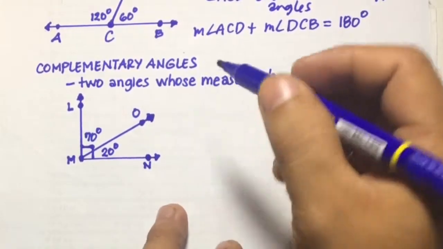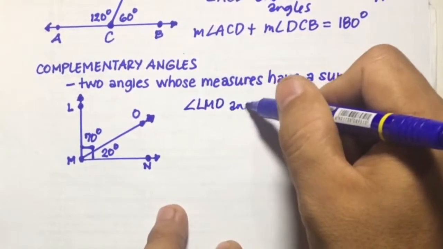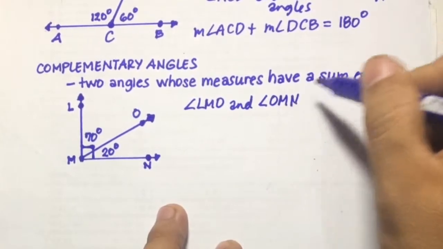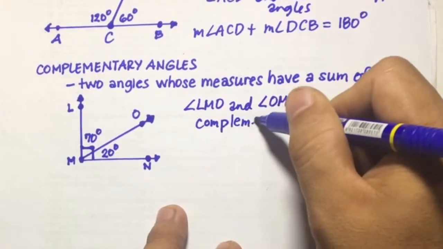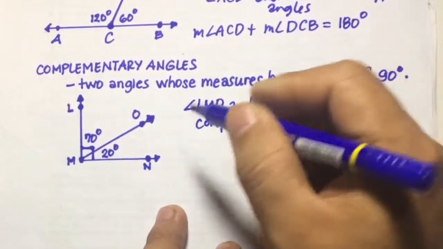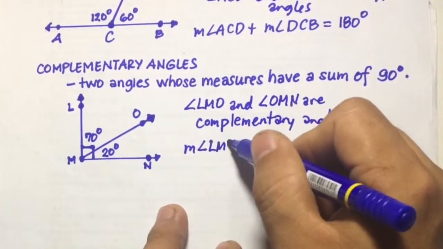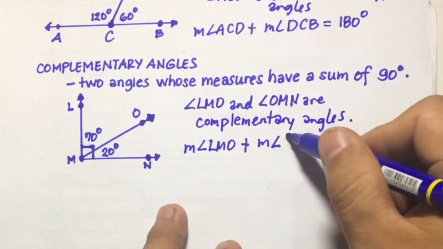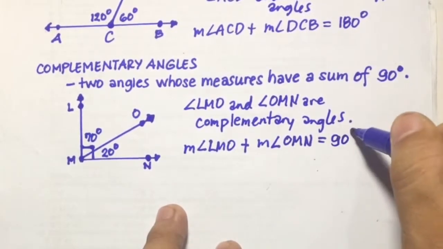So we can say that angle LMO and angle OMN are complementary angles. Meaning their sum, measure of angle LMO plus the measure of angle OMN, will be equal to 90 degrees.